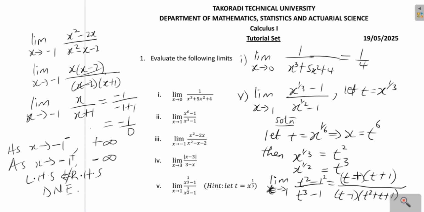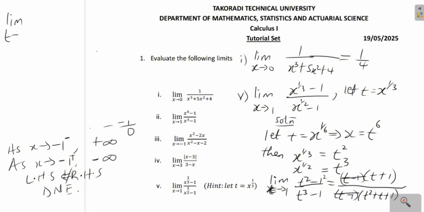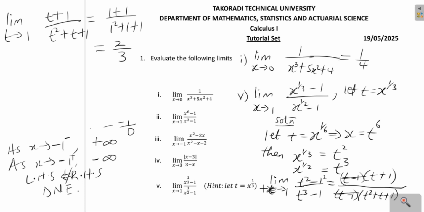Okay, let me clean this part so that we can continue from there. All right, so we are left with this expression. Clearly you can see that this cancels this part. So at the end, we are left with the limit as t approaches 1 of t plus 1 over t squared plus t plus 1. Substituting 1, we are going to have 1 plus 1 over 1 squared plus 1 plus 1. And finally, the answer will be 2 on 3. And that is the limit to the fifth question.